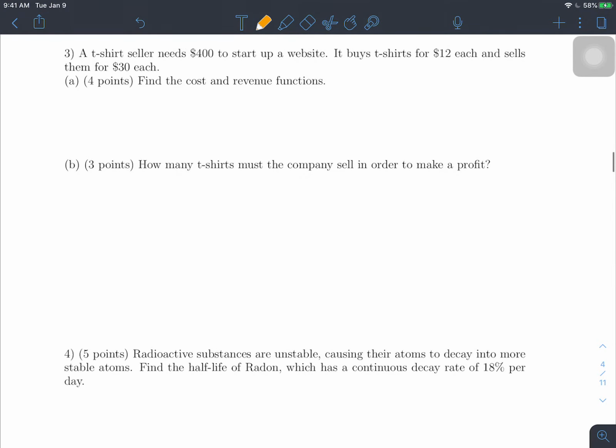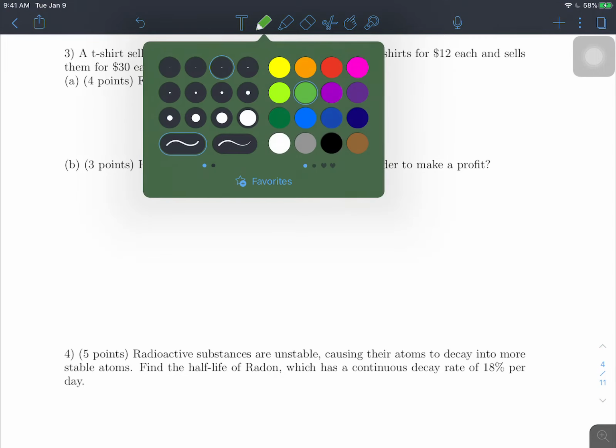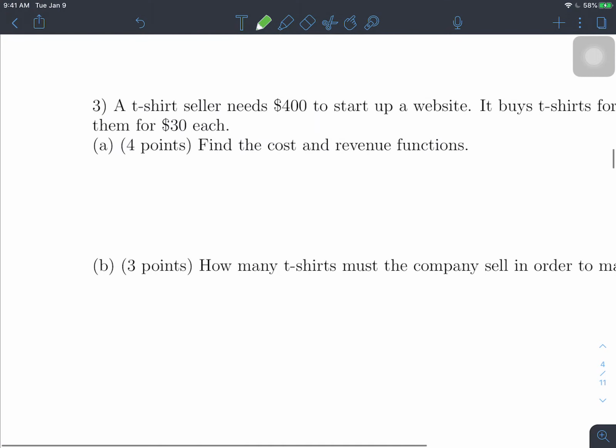So let's see. Number 3, we have a t-shirt seller. Needs $400 to start up a website. The t-shirt seller buys t-shirts for $12 each and sells them for $30 each. So we're supposed to find the cost and revenue functions. Well, first of all, we know that the cost function, C of t, is going to be equal to the fixed cost plus the variable cost.